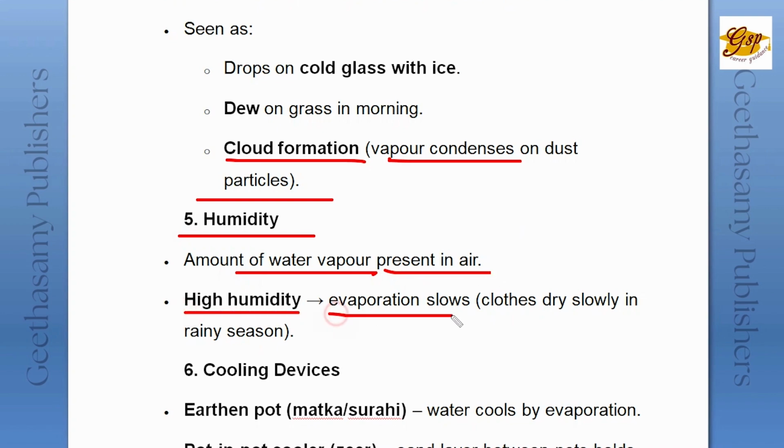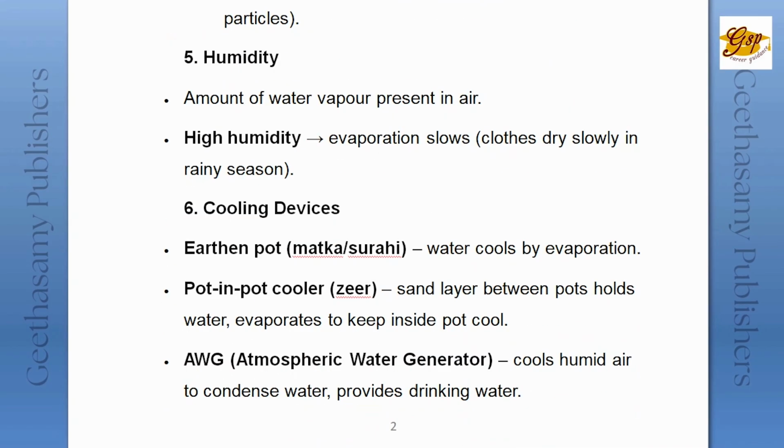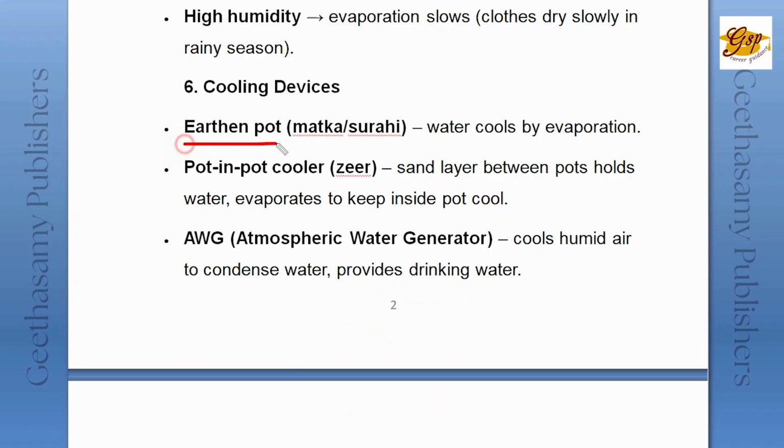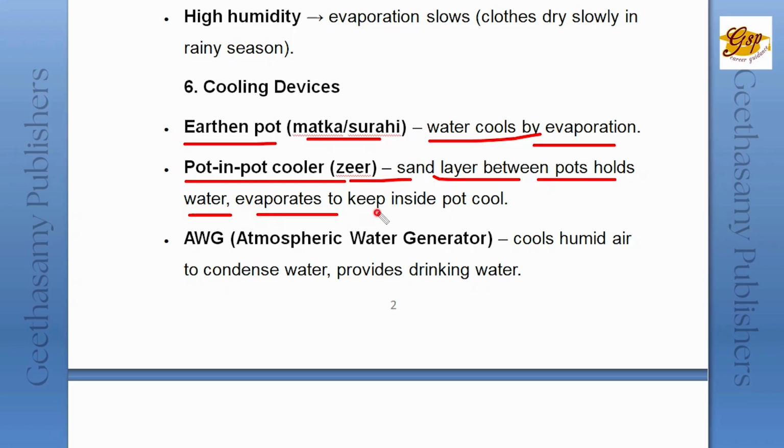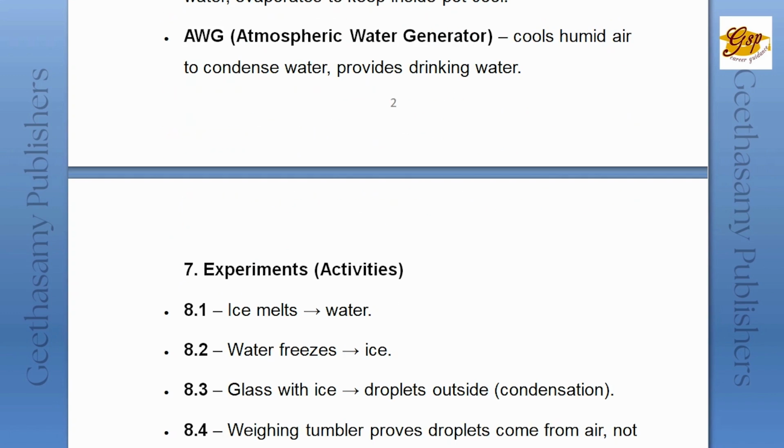then high humidity, evaporation slows and clothes dry slowly in the rainy season; and cooling devices, like earthen pot or matka or surahi, water cools by evaporation; pot-in-pot cooler, that is zeer, with a sand layer between the pots, cold water evaporates and keeps the inside of the pot cool; and AWG, that is atmospheric water generation, so it cools humid air to condense water, provides drinking water.